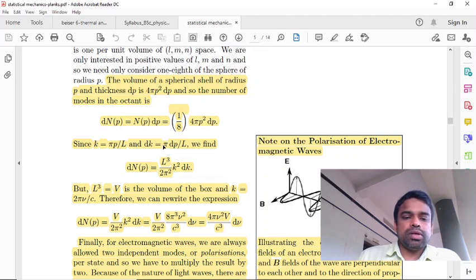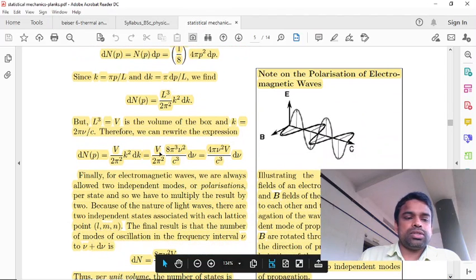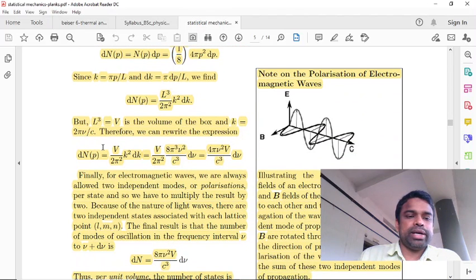Where L cube is the volume of that sphere or box, and K is 2 pi nu by C, that is omega by C. Omega is 2 pi F or 2 pi nu. Therefore we can write this expression dn of P is equal to V by 2 pi square K square dk.